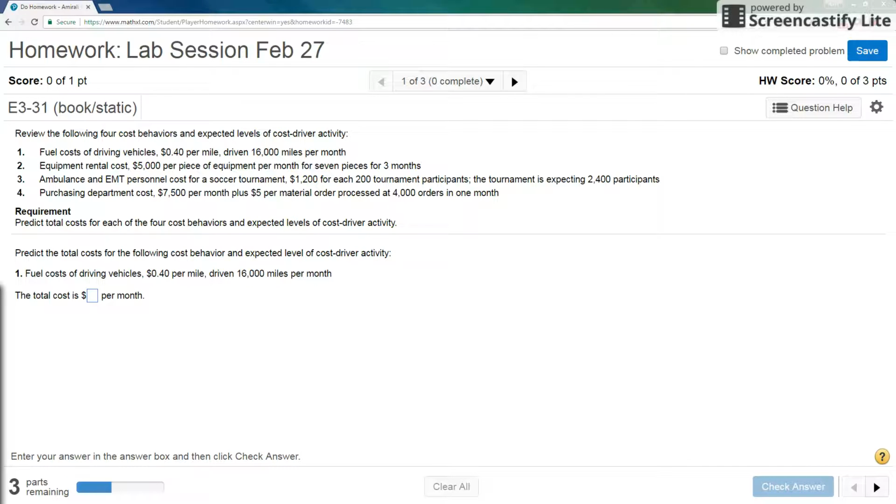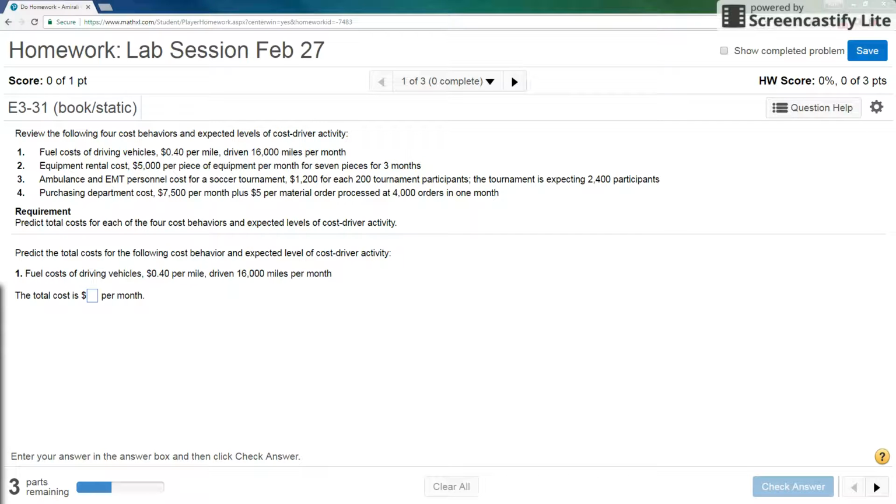I selected 3 questions based on the homework and quiz that you have. So read the question and I will start solving it again. You can just pause the video and read it and then start watching the video. In this question, it asks us to calculate the different costs based on different cost drivers.